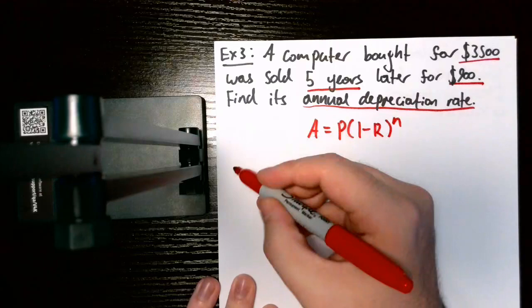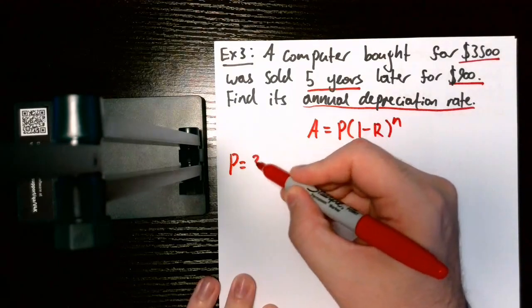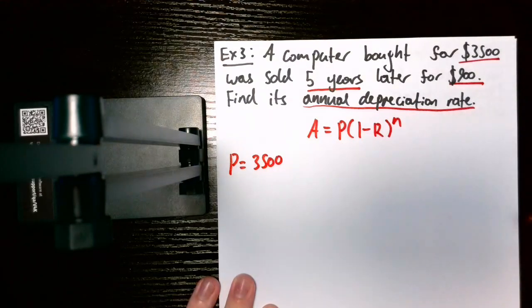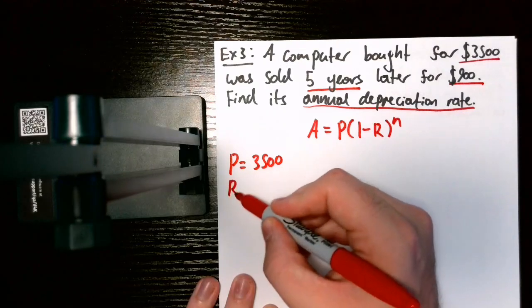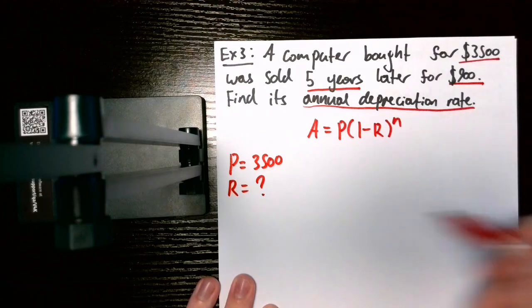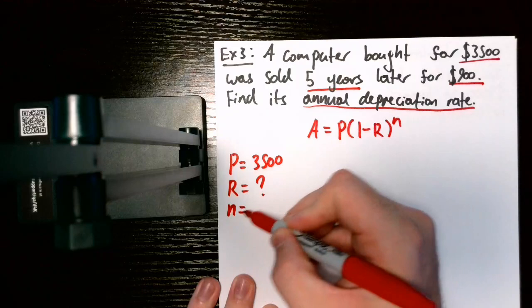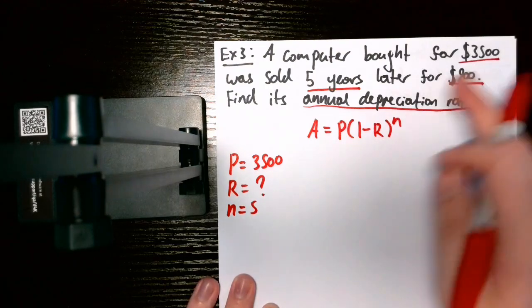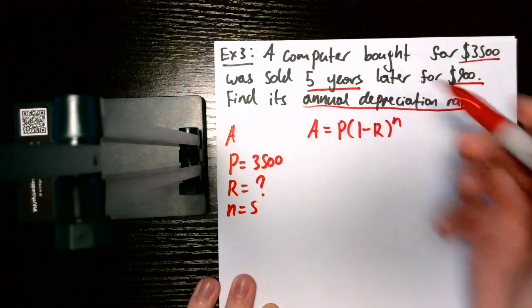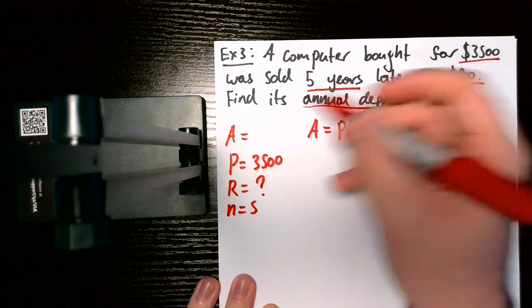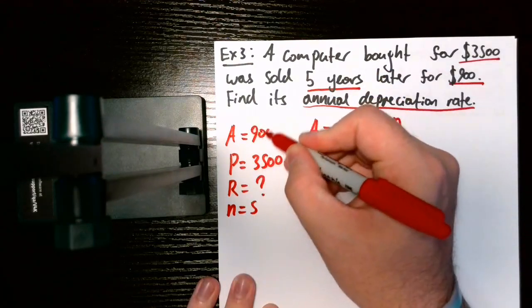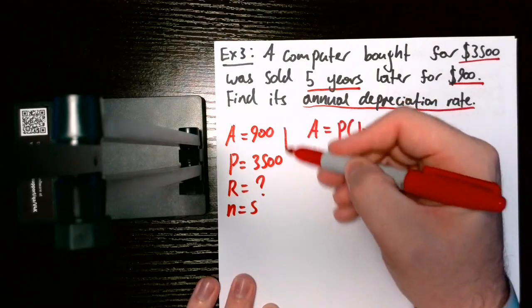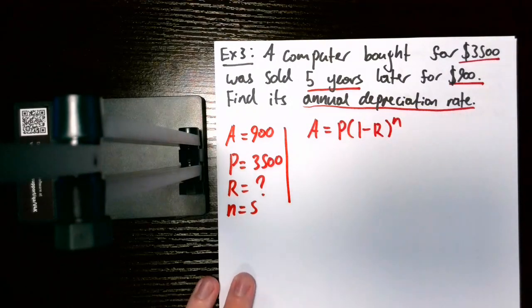Our starting price, our P, is equal to $3,500. Our interest rate, we don't know. Our time period is 5 years. The only other thing that we do know is its final amount, A. And at the end of its 5 years, we are told that it is equal to $900. So let's go ahead and try and solve this question.